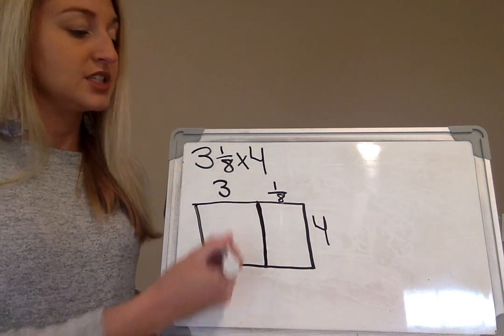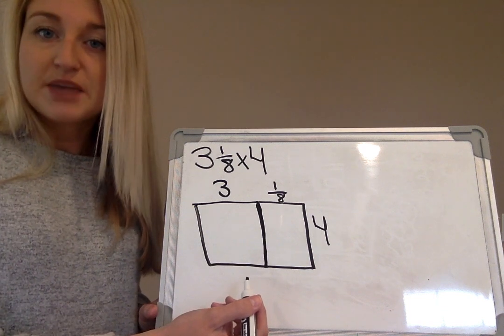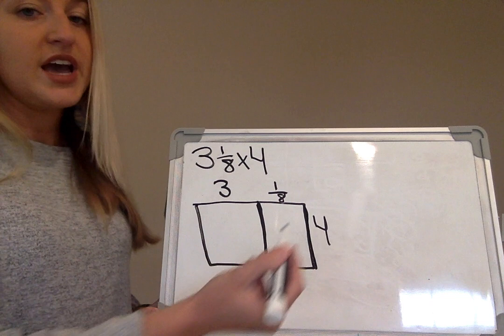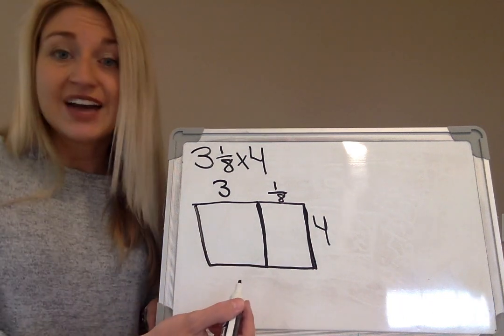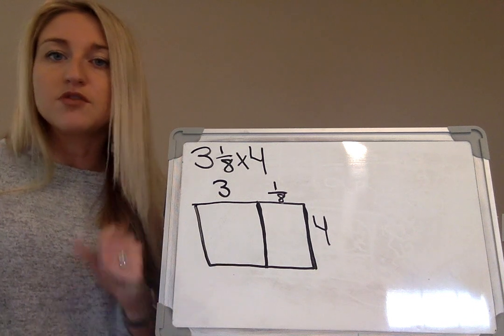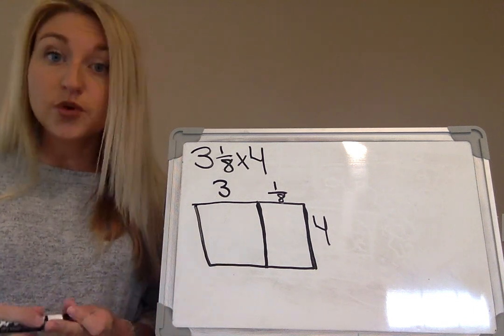The area model is this rectangle. That's just going to help us keep everything organized. On the right side here, we have a 4. As you can see, I didn't have to split up anything there because it wasn't a mixed number. I didn't have to split up the 4 from a fraction. It was just a regular 4.